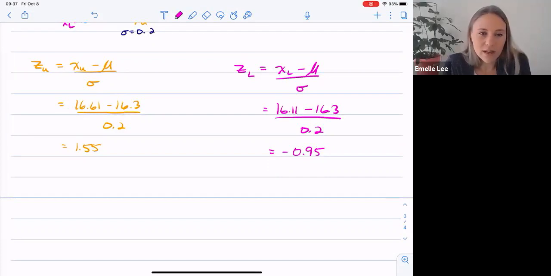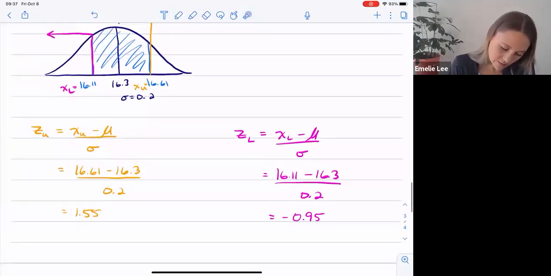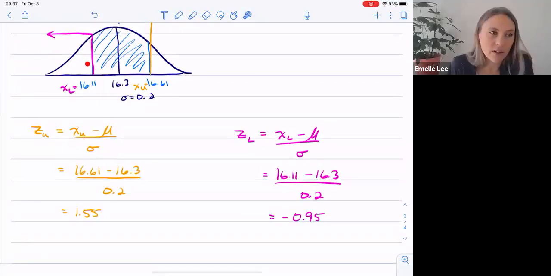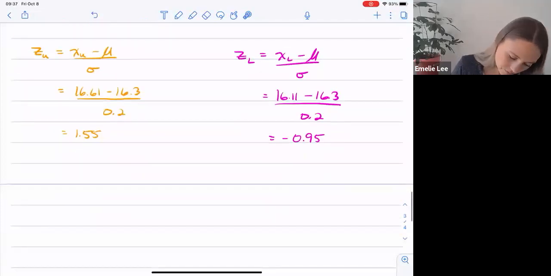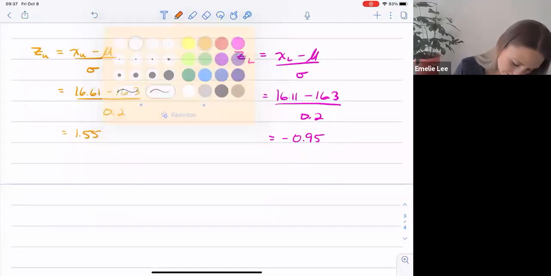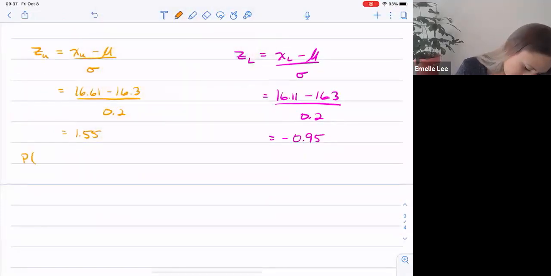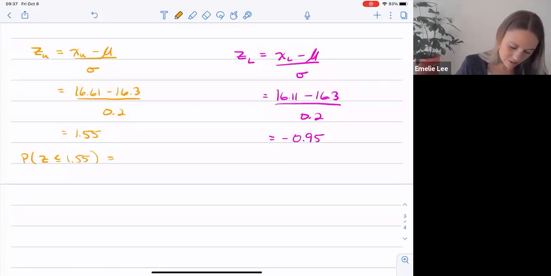So what I want is really the area to the left of 1.55, right? That's going to be this whole area. And then I want to lob off the area to the left of the pink side. So what I'm going to do is use probability notation here. I'll start with the orange one. The probability that Z is less than or equal to 1.55 is what?